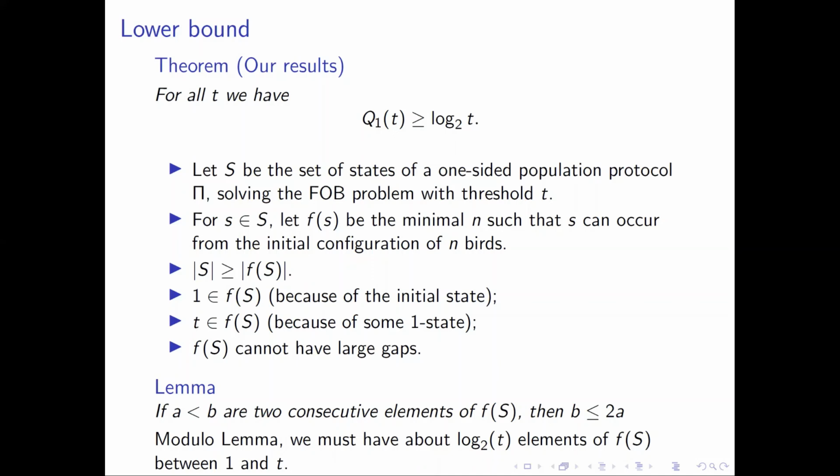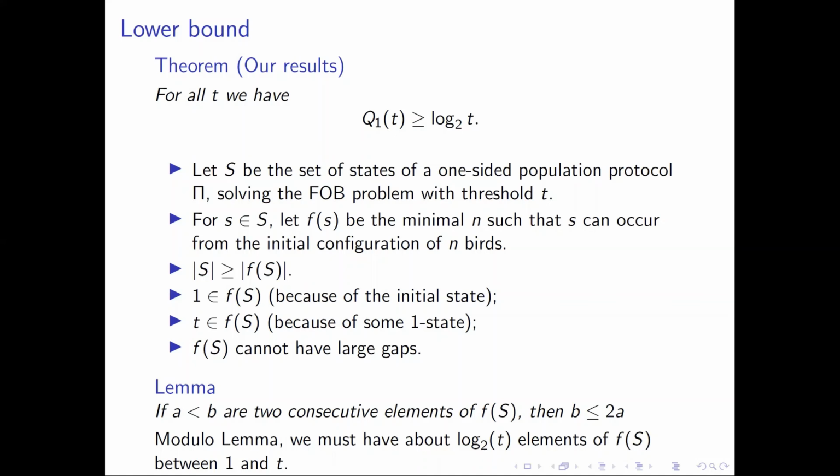So if the number of birds is smaller than the threshold, then it is impossible to get a one state. So because of this one state, we have that f of this one state equals t. So t belongs to f of s. And finally, to show that f of s is large, we show that f of s cannot have large gaps.